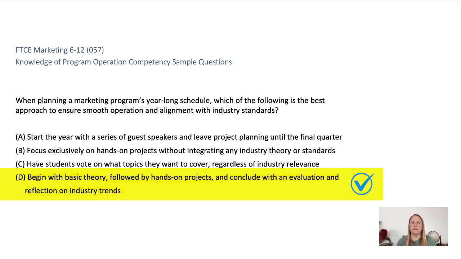The correct answer is D. Begin with basic theory, followed by hands-on projects, and conclude with an evaluation and reflection on industry trends. This balances the introduction of theoretical knowledge with practical application through hands-on projects, culminating in a reflection on industry standards. This structured approach ensures that students not only understand the theory, but also see how it is applied in real-world scenarios.